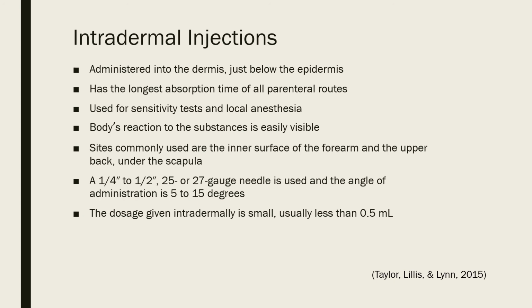Common sites that they use are the inner surface of the forearm or the upper back under the scapula. You'll use a very small, short needle, and it needs to go in at an angle of 5 to 15 degrees, and the bevel needs to be up when you enter the skin in order to make that little bleb under the skin.